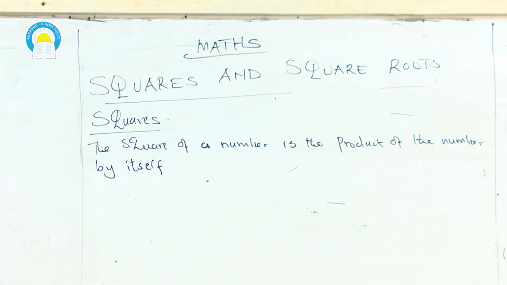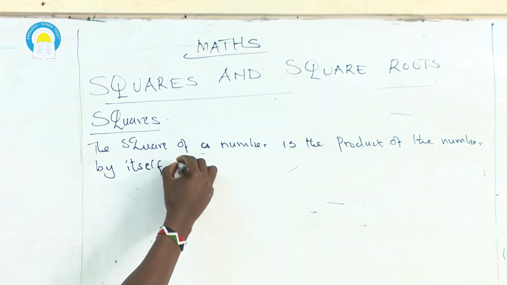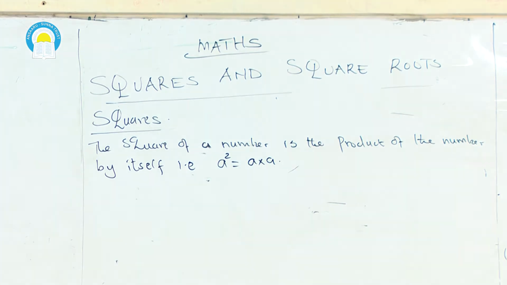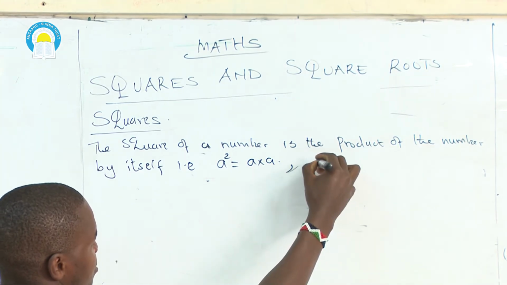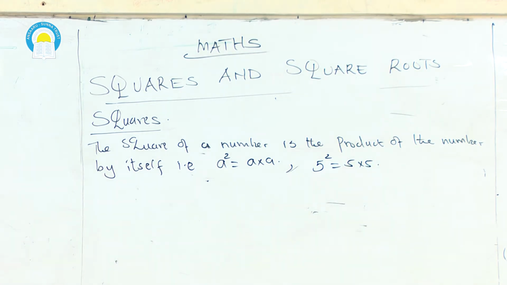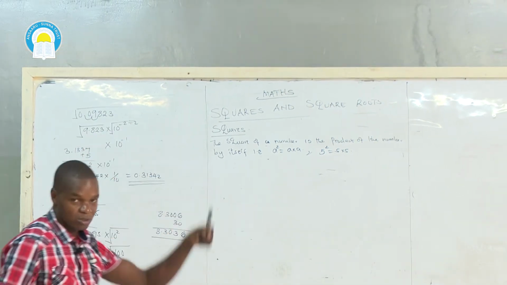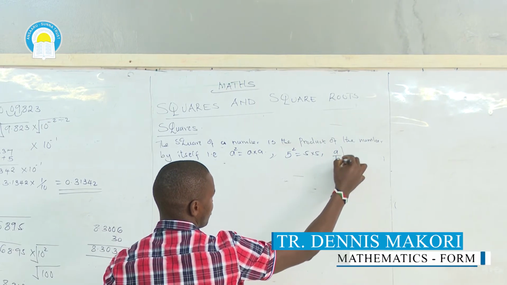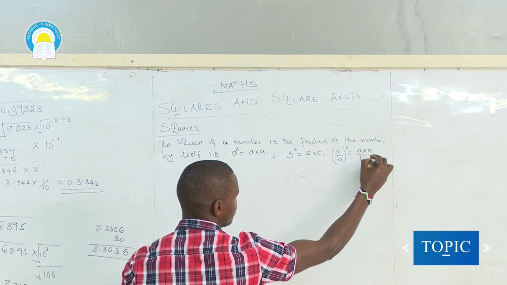By that we mean, if we want to find a squared, this simply means a times a. If I want to find, let me use 5 squared, it's just 5 times 5. That's what it means by finding the square of a number. We can also find the square of a fraction, whereby when you have a over p squared, find the product of the numerator, it's a times a divided by p times p.